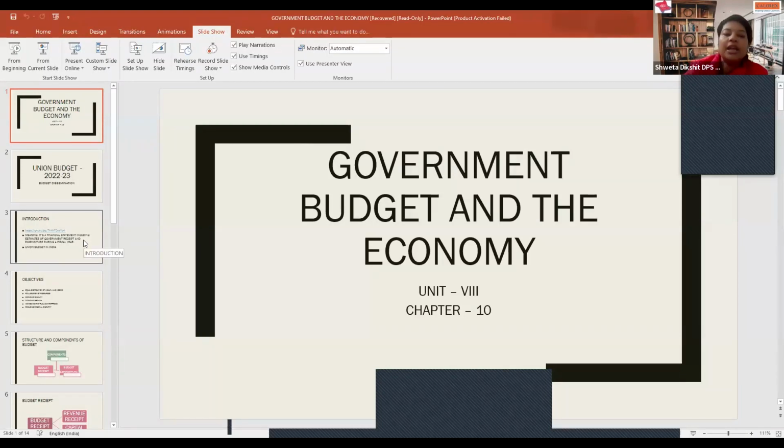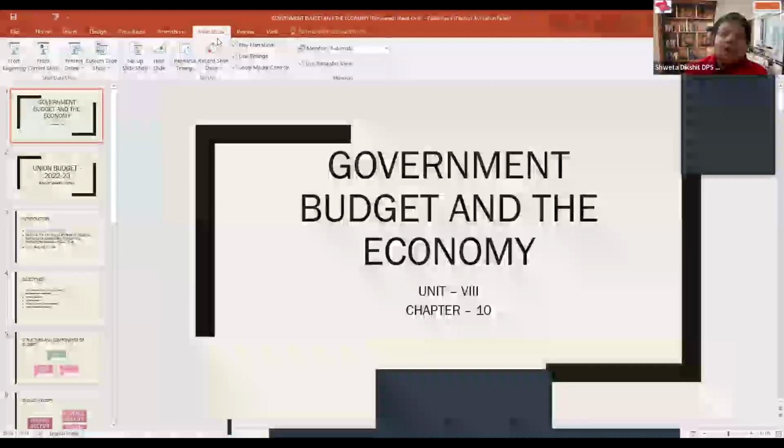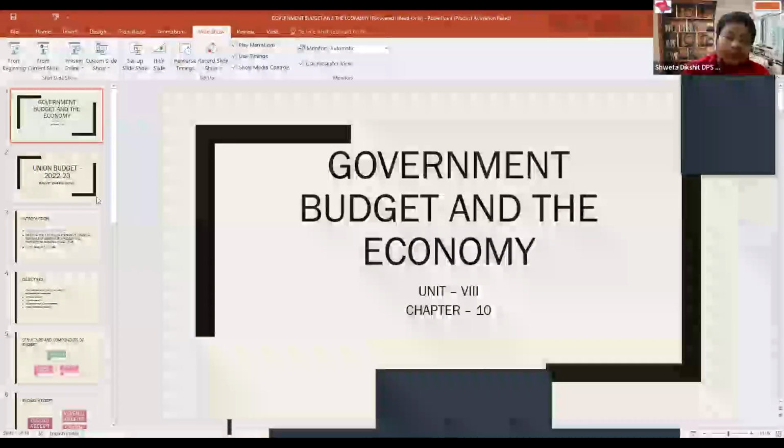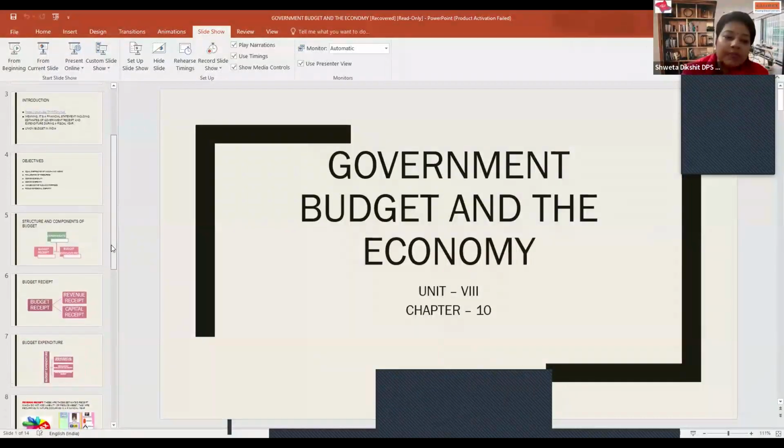Now, children, I would like to tell you some additional information about the government budget. When it comes to the types of budget, there are various kinds. One of them is based on the structure, that is revenue budget or capital budget. The second is on the basis of the expenditure we make, that is planned expenditure and unplanned expenditure. The parts which talk about planned expenditure are known as planned expenditure, and unplanned expenditure is the rest.